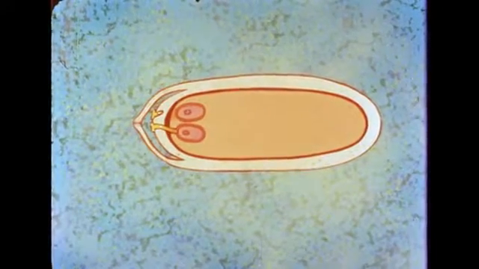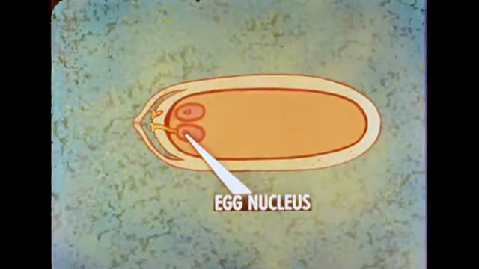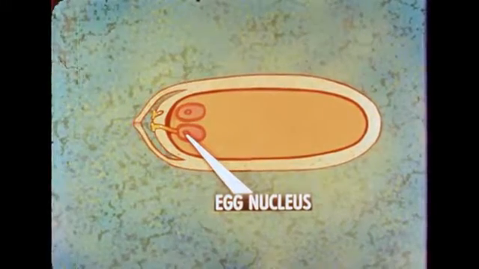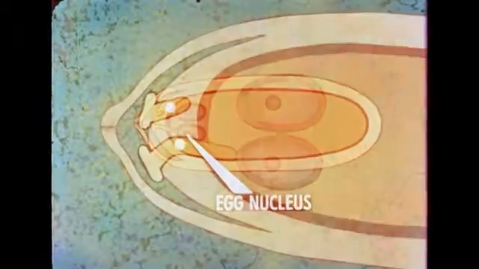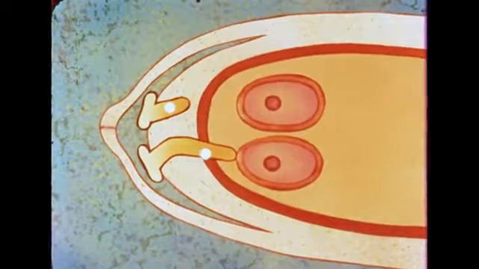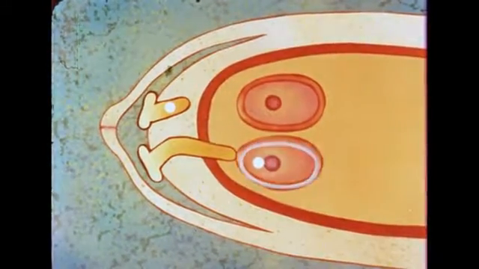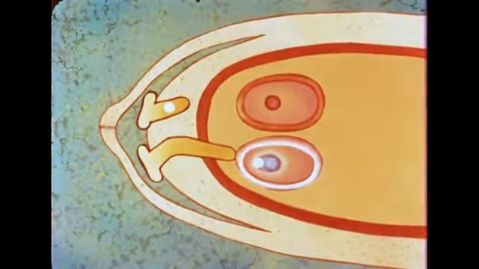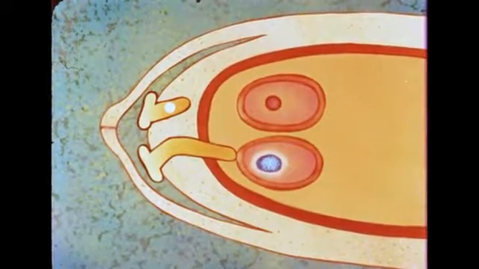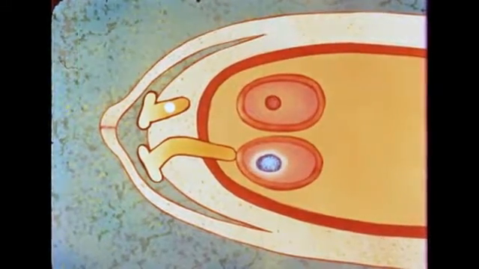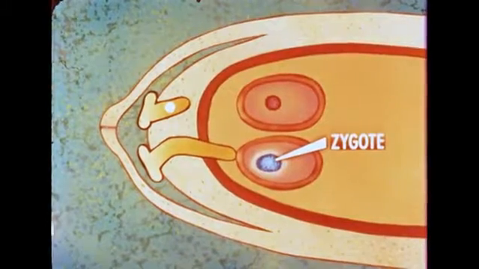A sperm nucleus does not reach an egg nucleus until the spring of the year after pollination. When a pollen tube finally makes contact with an egg, it discharges its sperms. One sperm unites with the egg nucleus and fertilization is completed. The fertilized egg is called a zygote.